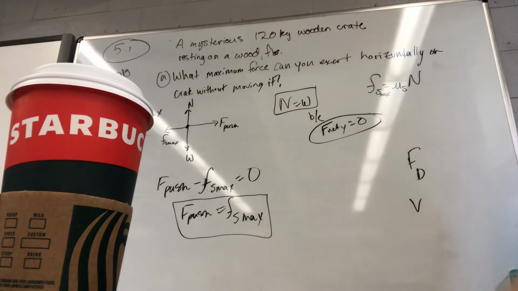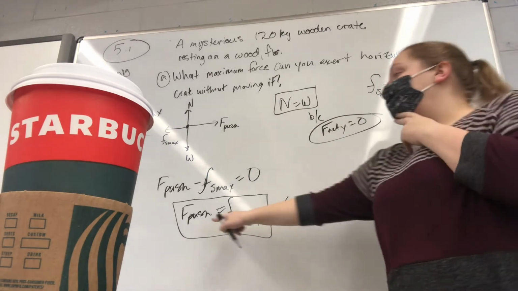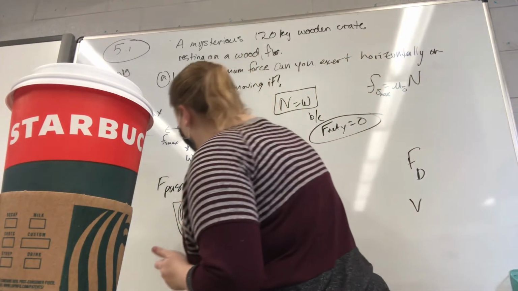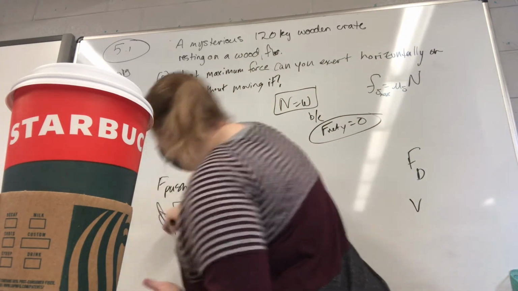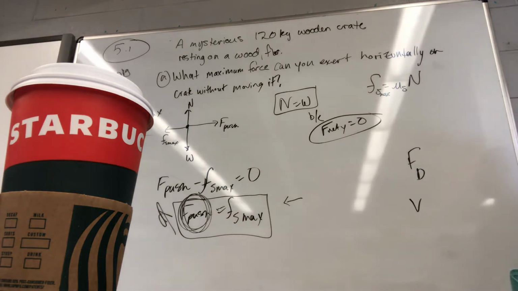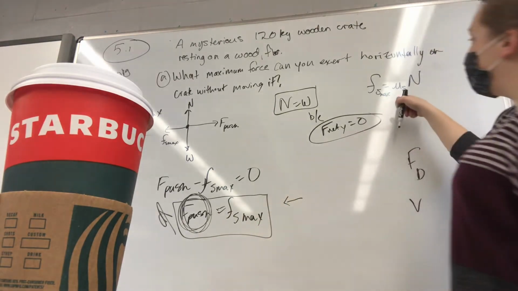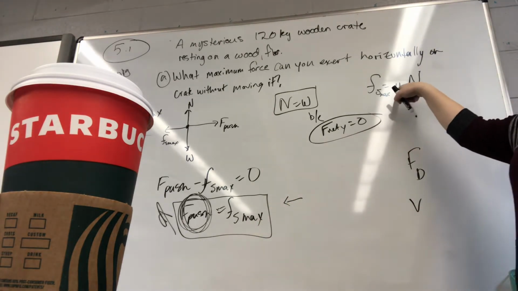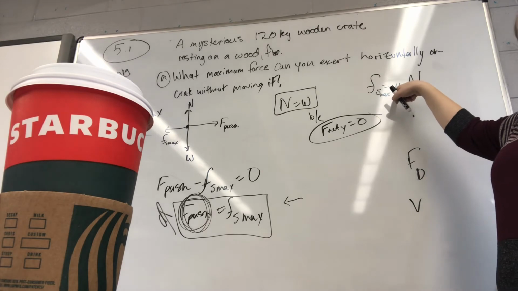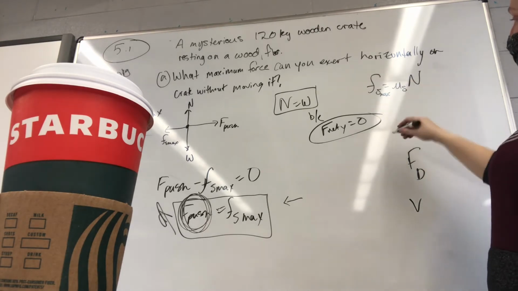Okay, so here are our 2 equations. In order to figure out what the force of the push is, that's our overall goal, that's the thing we don't know, the thing we need to find. We need to know what Fs max is. And we have this equation that says we can take the coefficient of static friction times the normal.